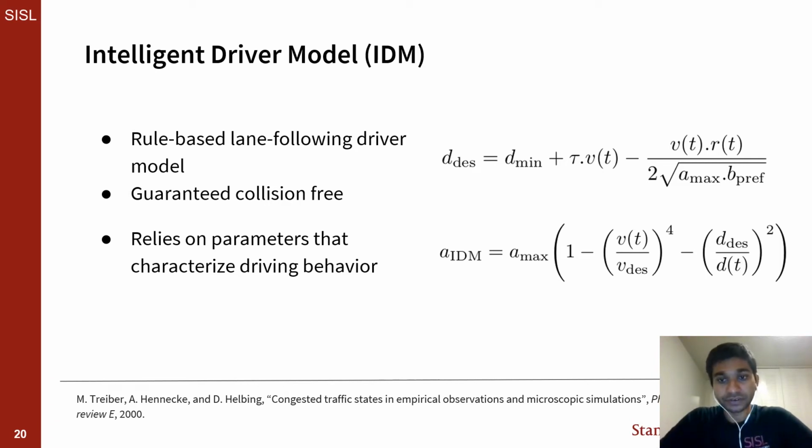The two equations on the right describe the intelligent driver model. Firstly, the desired spacing between the ego vehicle and the leader vehicle is calculated using parameters like the minimum separation, the minimum time gap, and the limits on the acceleration values. This desired spacing is then used to compute an acceleration output called A_IDM here, which is a fourth order nonlinear equation in terms of the ego vehicle's velocity and the relative speed and spacing between the ego and the leader vehicle.